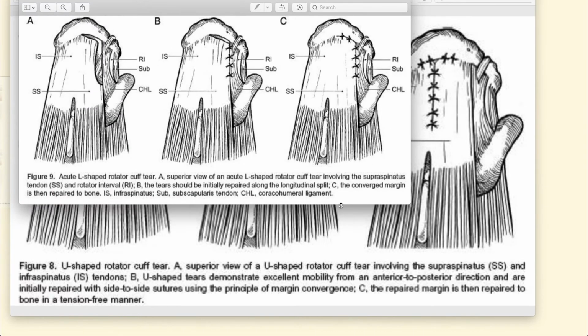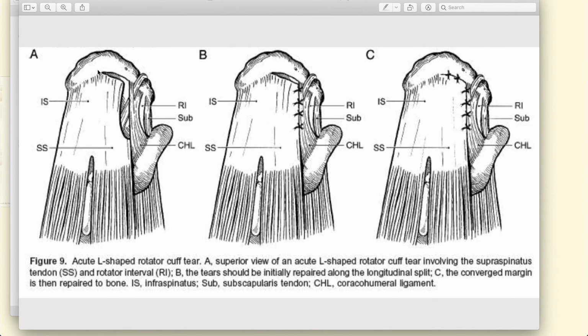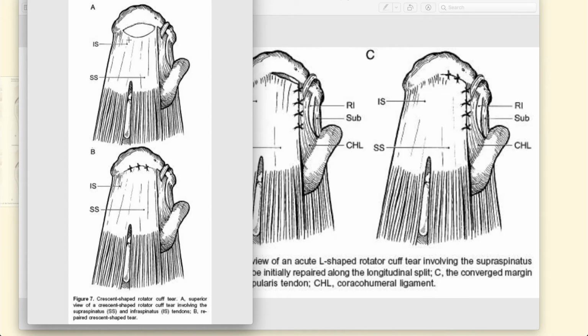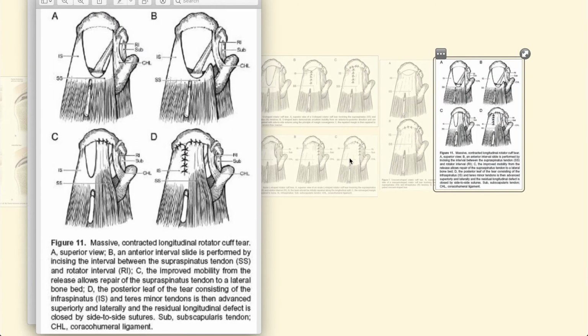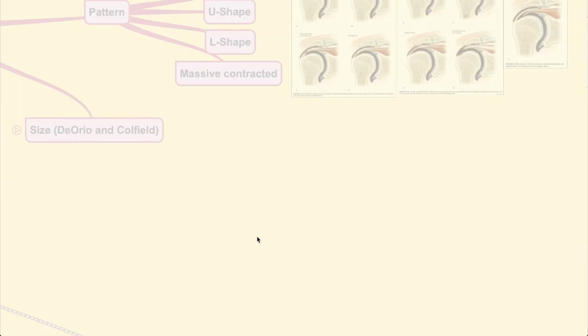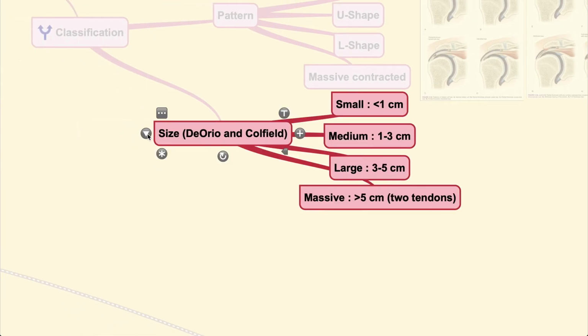And this is an L-shaped type of tear. We could see that there is a tear over at the attachment and also at one of the sides of the supraspinatus, the anterior side, and it has an angle and therefore an L-shaped type of tear. It could also be a crescent type of tear occurring at the center of the insertion location, and it could also be a massive contracted longitudinal tear. Well, each of these types of tear have their own specific methods of repair, so you need to get used to knowing these types of injury.